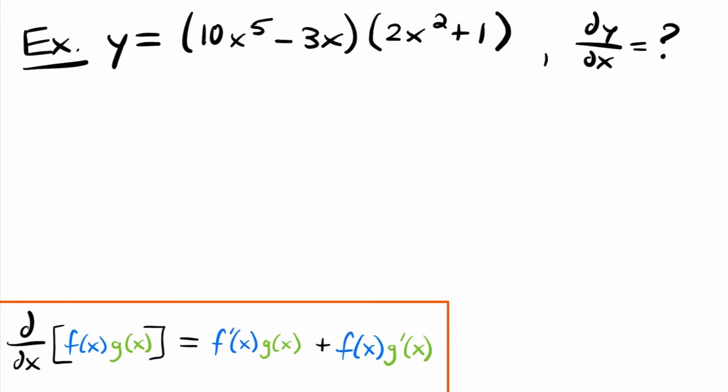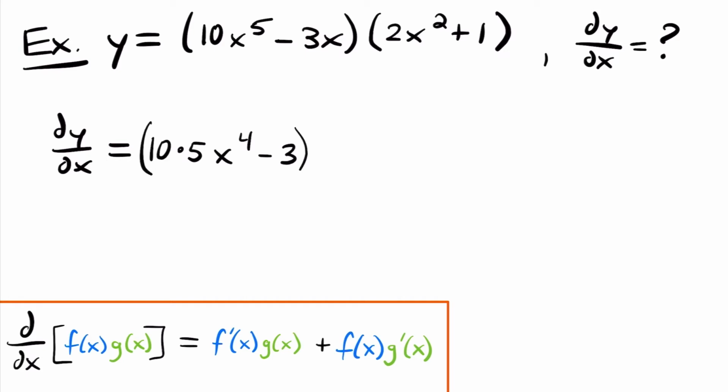So if we want to take the derivative, or dy/dx, this is going to be equal to the derivative of our first function times the original second function. At least that's going to be our first term. So we're going to take the derivative of 10x to the 5th power minus 3x, and that's going to be equal to 10, and then we're going to use our power rule here for x to the 5th power. So we're going to have times 5 times x to the 4th power, because 5 minus 1 would be 4. And then the derivative of negative 3x is going to be negative 3. So that would be the derivative of our first function, and now we want to multiply it by our original second function, which is going to be 2x squared plus 1. Then we'll add this to the original first function, right, f of x.